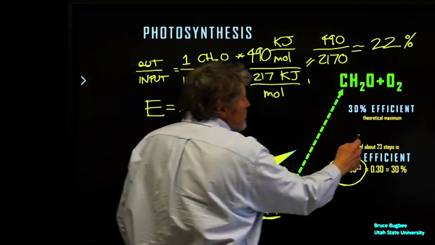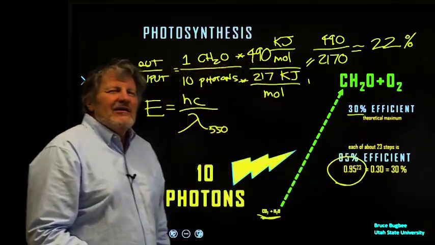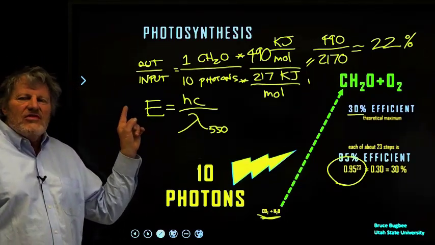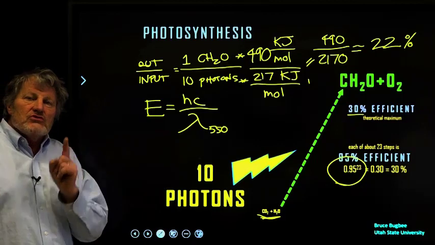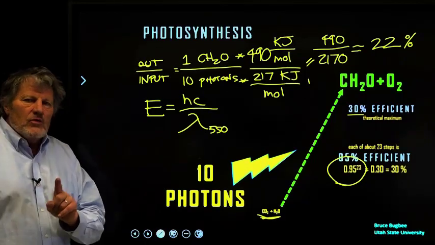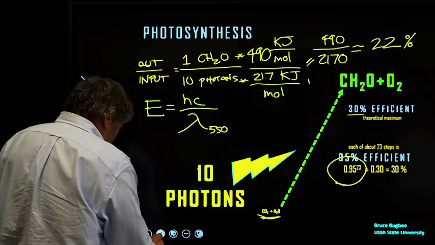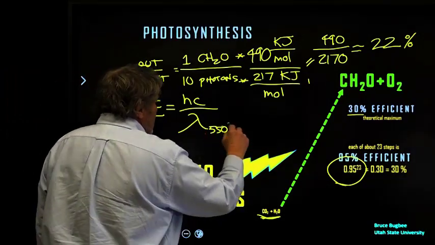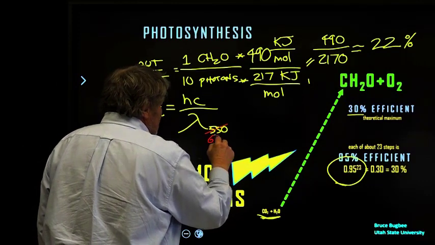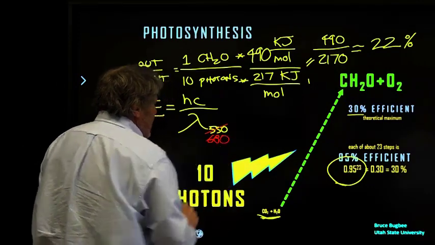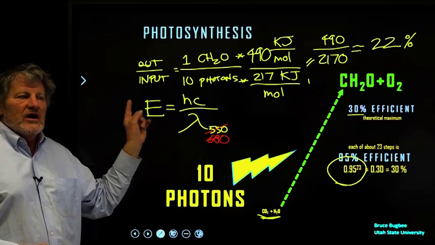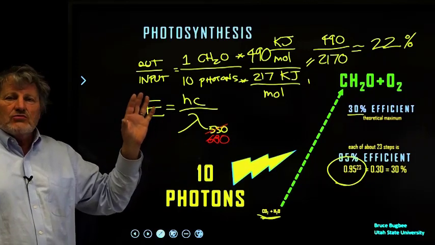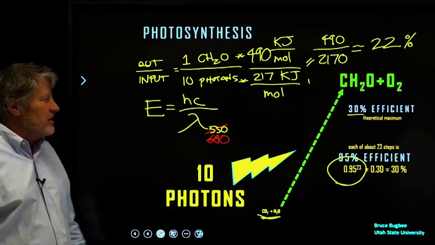How come we said 30% here? Well, we're very clever as biologists, and we know that you can do photosynthesis with just red light. If we put in 680 nanometers here, these photons have lower energy. And it doesn't matter, one photon excites one electron, no matter what color it is.